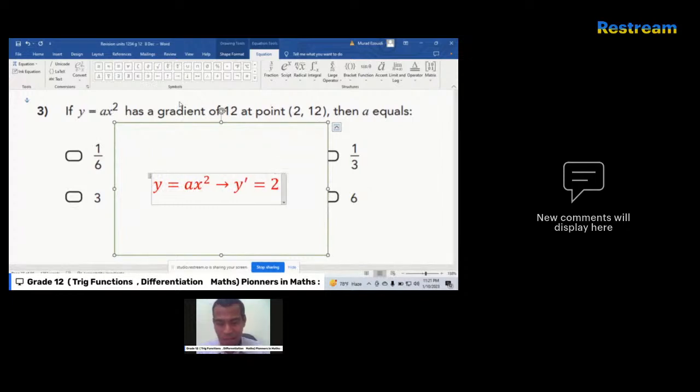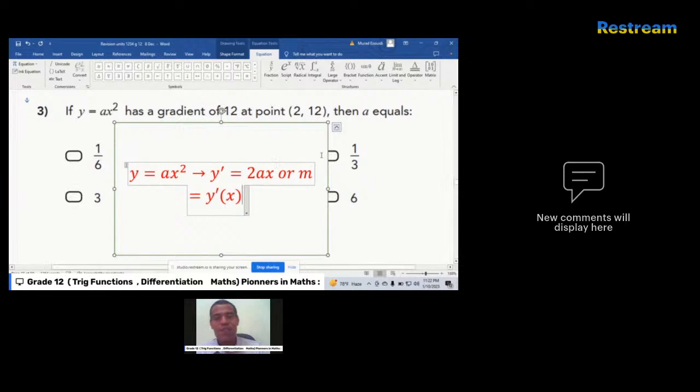Y dash is equal to 2 times a x, because the first derivative of x squared is 2 times x to the power 2 minus 1, which is 1, so multiplied by a it will be 2ax. And now this is y dash, which is equal to 12, or you can say that the gradient m is equal to y dash when x equals 2. This is the gradient m.